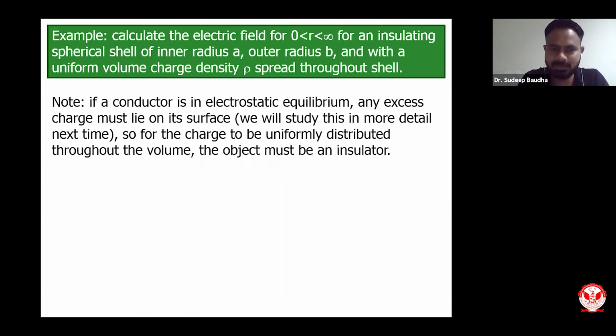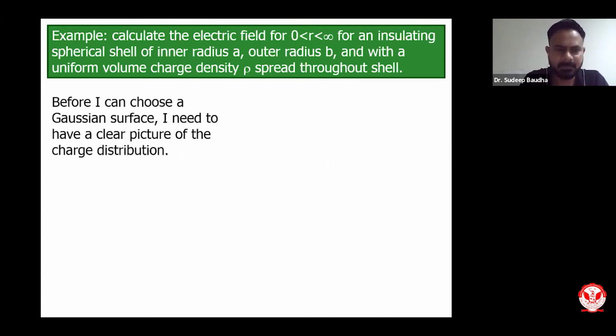Please remember the concept of uniform volume charge density, that is rho in this case. If it is conducting, then this concept will be different. But right now, this is the case for an insulator. So the concept of a conductor won't apply over here. Okay. So let us try to visualize the geometry. The idea is we have to select a Gaussian surface. But before selecting a Gaussian surface, I need to have a clear picture of the charge distribution. So that is what our idea is.